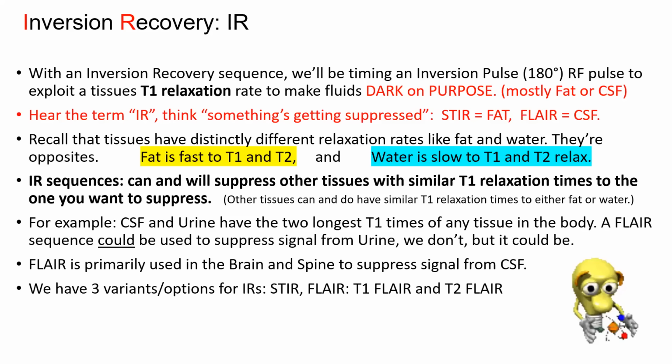we're doing fat. Recall that tissues have a distinct T1 and T2 relaxation. They're actually opposite. So fat is fast. The first two letters of fat are the first two letters of fast. Fat is fast to T1 and T2. Water is slow to T1 and T2. So they're opposites. So an IR sequence can and will suppress other tissues. Other tissues with similar relaxation times to fat or similar relaxation times to water are going to be suppressed. So an IR sequence suppresses everybody who's got a fast T1, or it suppresses everybody with a slow T1.